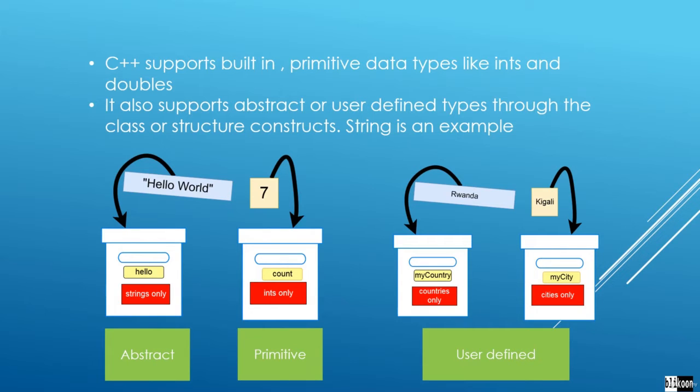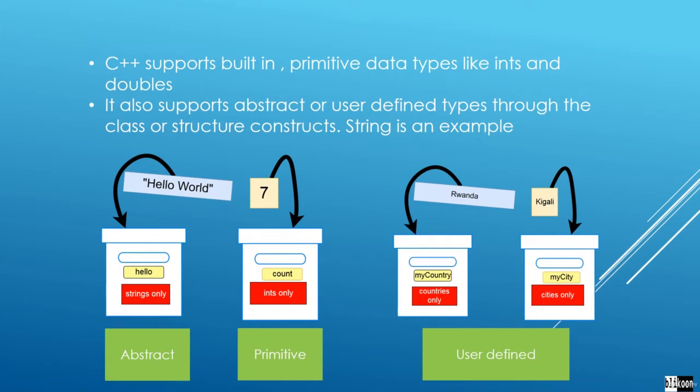You've seen us use a string. String is a predefined class in C++, but you can define your own classes, and we're going to do that in a few videos. Looking here, string is an abstract type that is already defined in C++. We can use it to store string variables. You see a primitive type of integer, and on the right here, you see user-defined types that you can define.